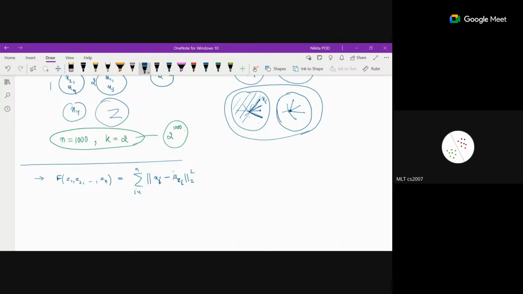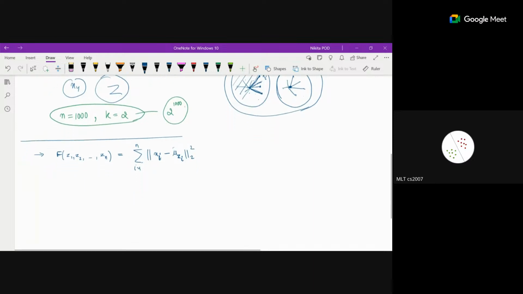Okay. So what we are saying is that this is the function that we are interested in. This is our goal. So the goal is to minimize this distance, to minimize this F of Z1, Z2 up to Zn. All right, we want to minimize this.